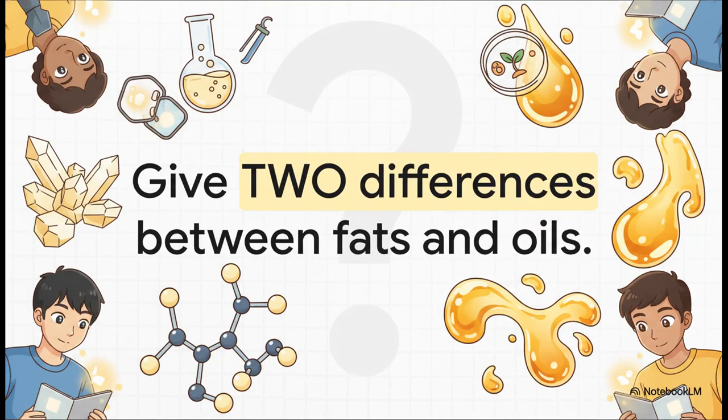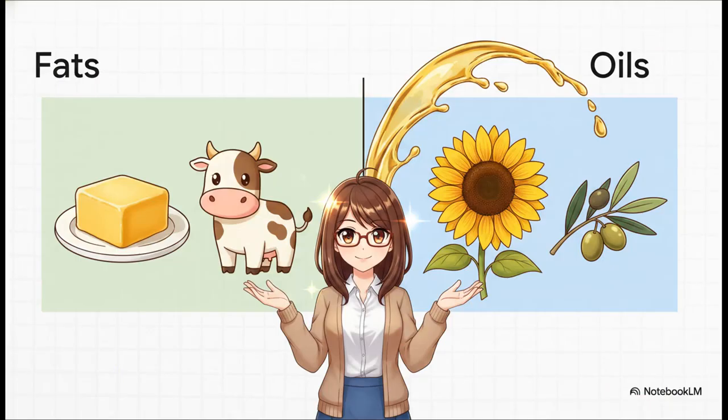Next up, practice question 2. Give 2 differences between fats and oils. Try to think back to that showdown table we just looked at. Hit pause and jot down your 2 points. Okay, let's see the rubric. You could have picked any two of these pairs, as long as you explicitly contrasted them using the exact rubric keywords, like solid versus liquid, or animal versus plant origin. You've safely bagged those marks.